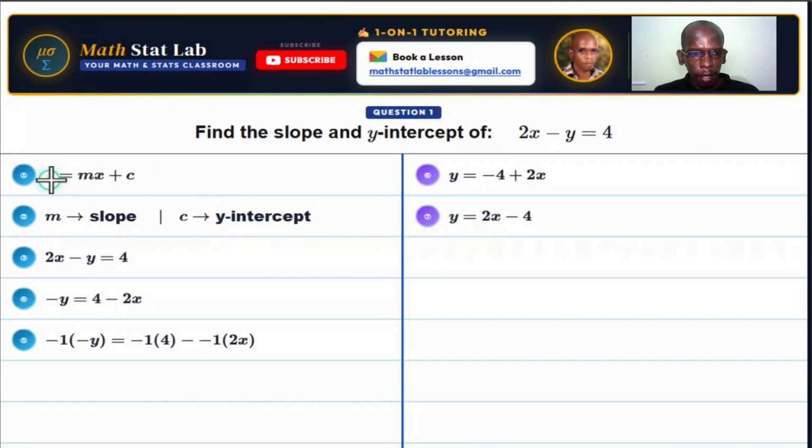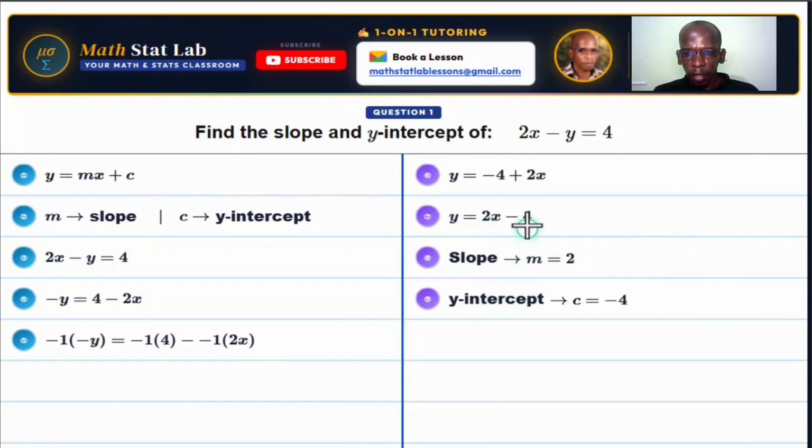We have y is equal to mx. Now in our equation, the mx will be 2x, then plus c will be negative 4, because our 4 here was negative: negative multiplied by the first step's positive gives negative. So it becomes negative 4. Now we can read the slope and the y-intercept of this line. The slope, we said, is the coefficient of x, which is 2. So the slope of the line will be 2. And then the y-intercept will be the constant, which is negative 4. So c will be negative 4.